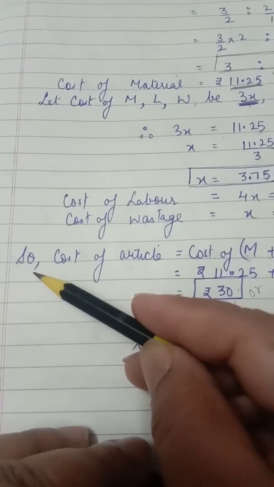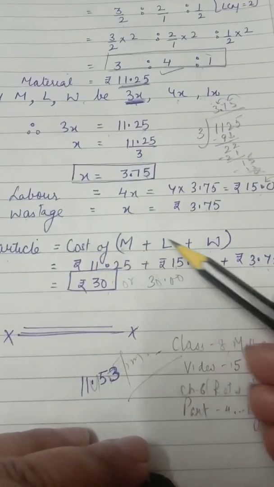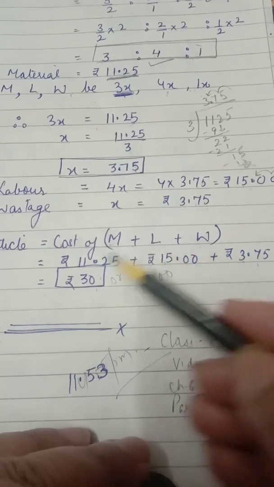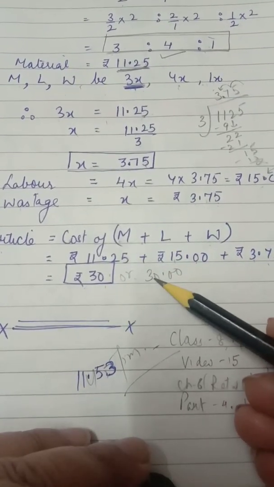Now actually we have to find the cost of the article. So the cost of the article is actually the cost of material plus the cost of labor plus the cost of wastage, adding all the three, and that comes as rupees 30, or you can say rupees 30.00.